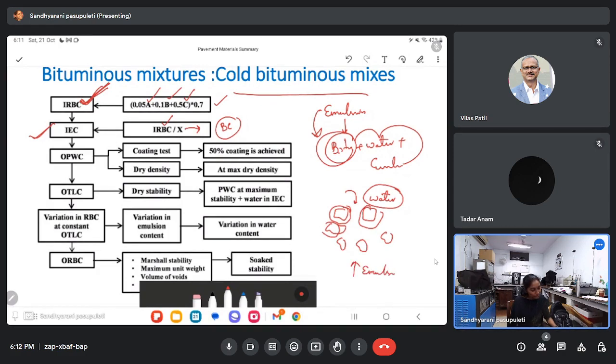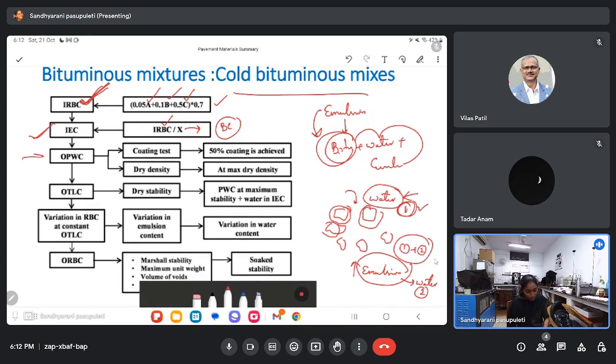We know that this emulsion already has bitumen plus water plus emulsifier. That means the emulsion already has some water, and initially we are also adding some water. This initial water, water 1, is called the pre-wetting water content. The later water content present in the emulsion is water 2. So 1 and 2 together are called the total fluid content. But only water 1, which we add initially to wet the aggregates, is called the pre-wetting water content.